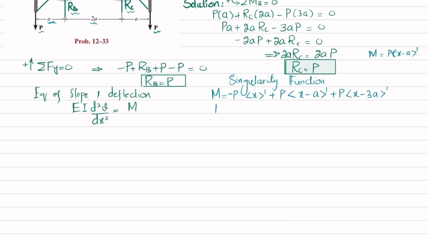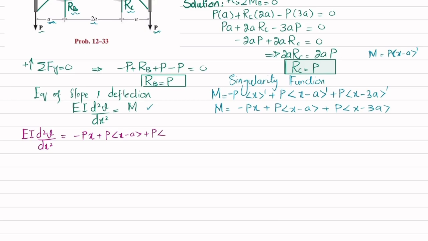So if you further simplify it, you will get moment is equal to minus P into X plus P into X minus A plus P into X minus 3A. Now you can put this equation over here. So we will get EI into d square V over dx square is equal to this moment, which is minus P into X plus P into X minus A plus P into X minus 3A.